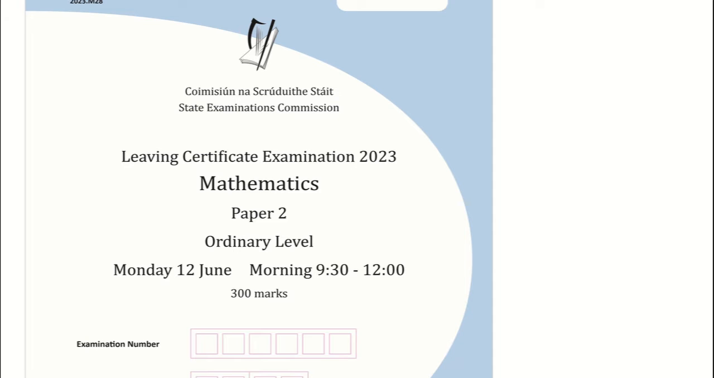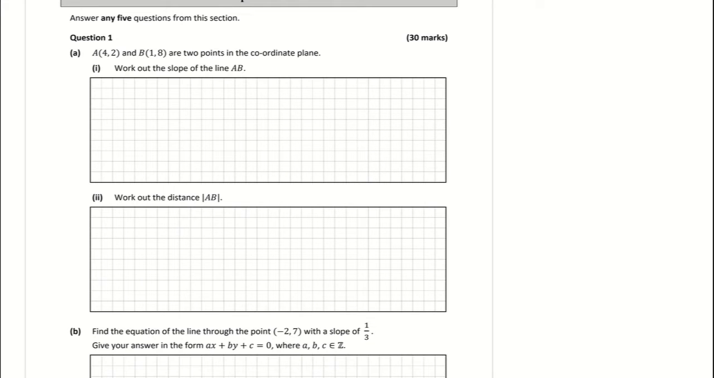Solutions to Leaving Cert Examination 2023, Maths Paper 2, Ordinary Level. Question 1a, Part 1. Work out the slope of the line AB. Slope formula is y2 minus y1 over x2 minus x1. Write down your two coordinates and label them x1, y1, x2, y2.